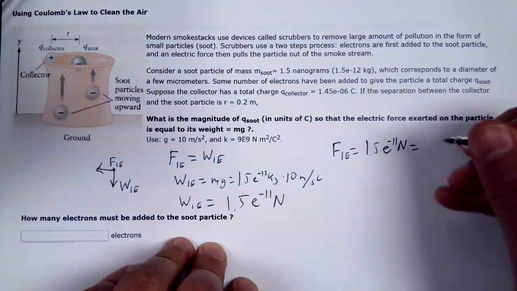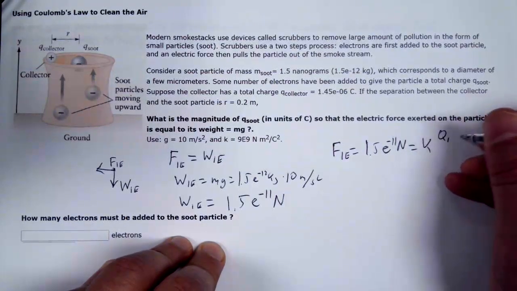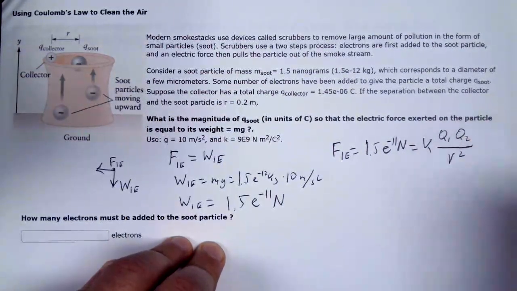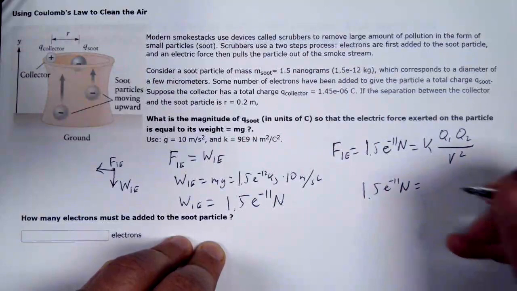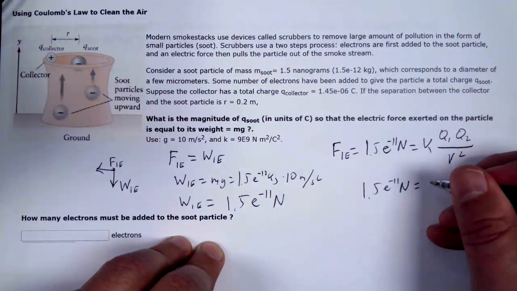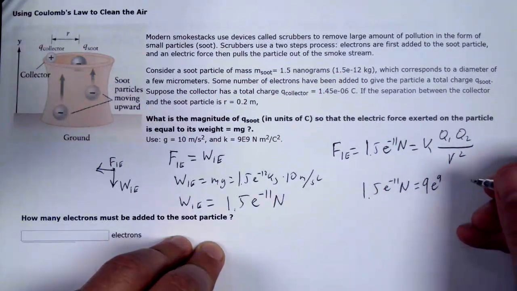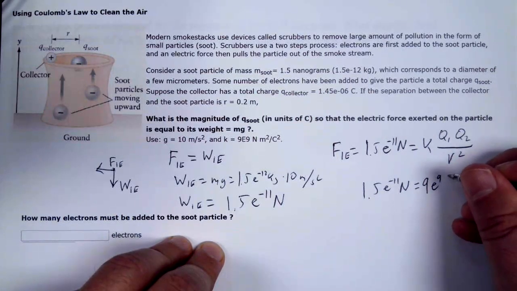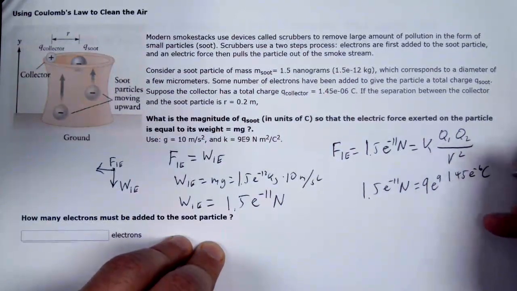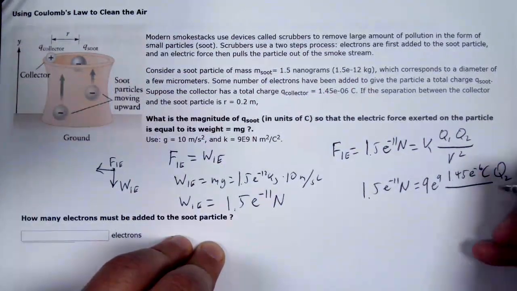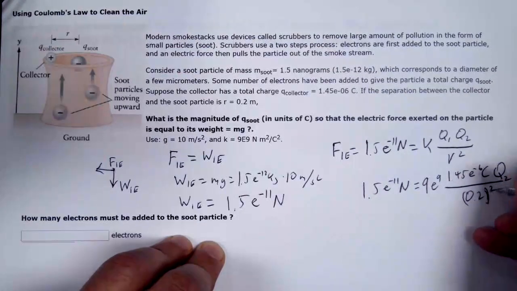And that is equal to the value from Coulomb's law, k times q1 times q2 over r squared. So to take care of the numbers, 1.5 times 10 to the minus 11 newtons is equal to 9 times 10 to the ninth for Coulomb's constant, times Q1, the charge of the collector, 1.45 e to the minus 6 coulombs, times Q2, which is what we're trying to solve for, over the distance of 0.2 meters squared.